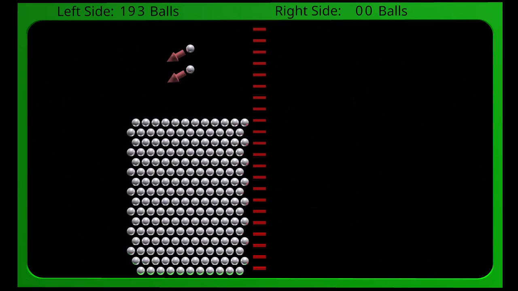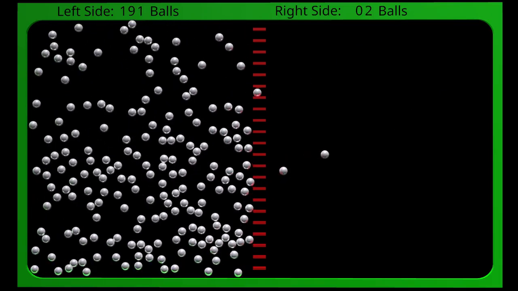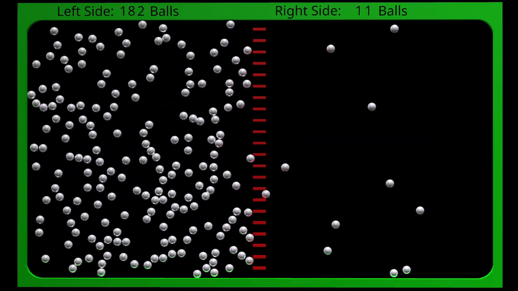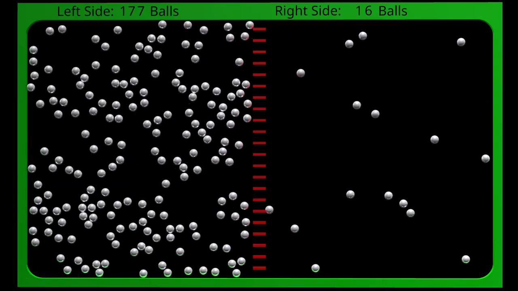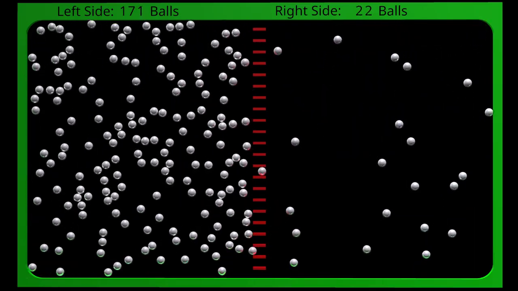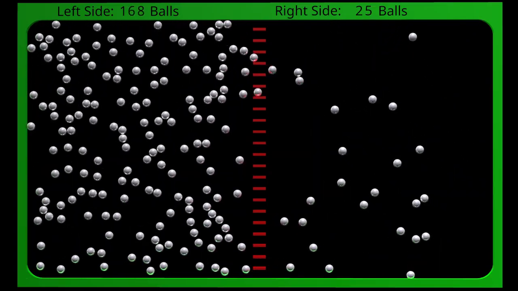On the other hand, this is an example of diffusion. Here, there are only balls present. Therefore, these balls will eventually be spread out equally on both sides of the barrier, if we wait long enough.